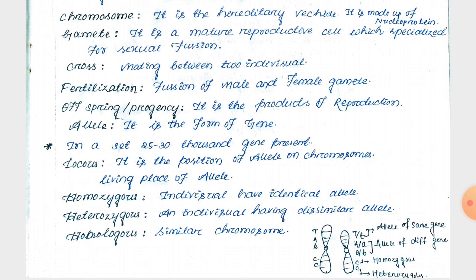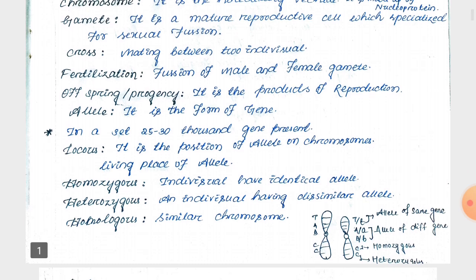Chromosomes are like colored bodies. When you stain them they become colored, which is why they are called chromosomes. They are hereditary vehicles composed of nucleoproteins, that is nucleic acid and histone proteins, in eukaryotic cells. What are gametes? Another term. Gametes are the haploid cells for sexual fusion. It may be a sperm or it may be an ovum. This is called a gamete.